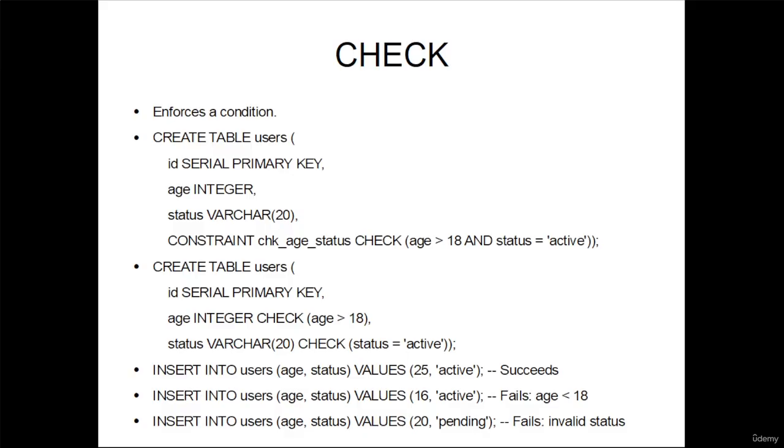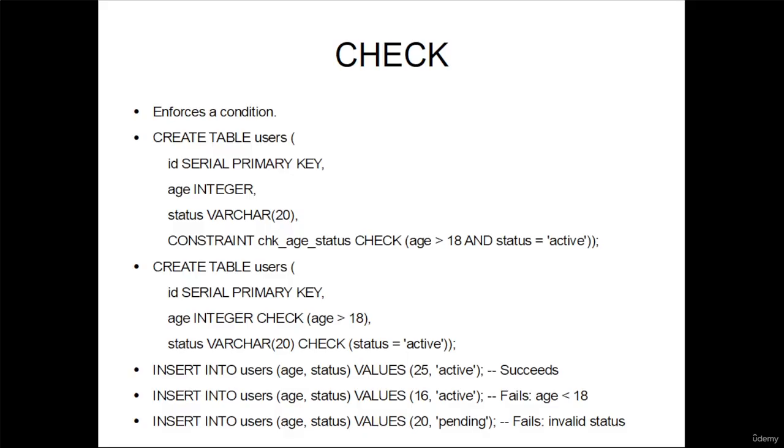CREATE TABLE users. ID serial primary key. Age integer CHECK (age > 18). Status VARCHAR(20) CHECK (status = 'active'). These normally produce the same result. Let us insert some data and see the result.